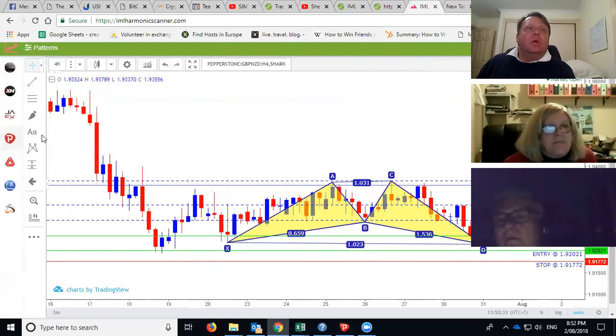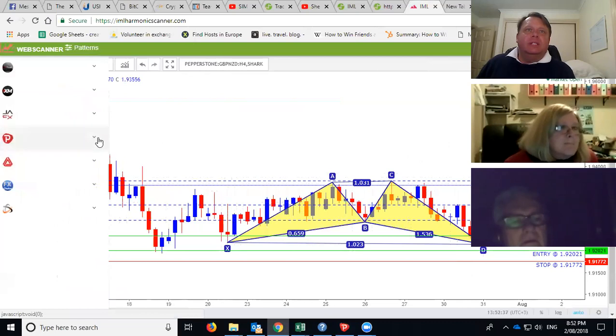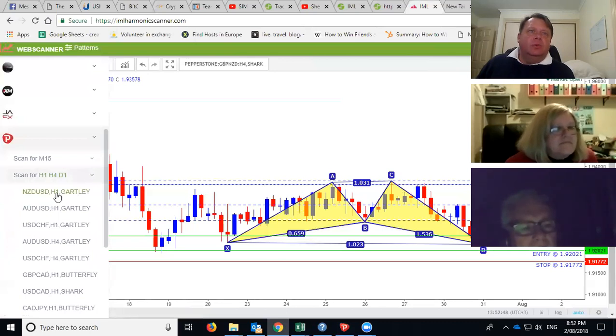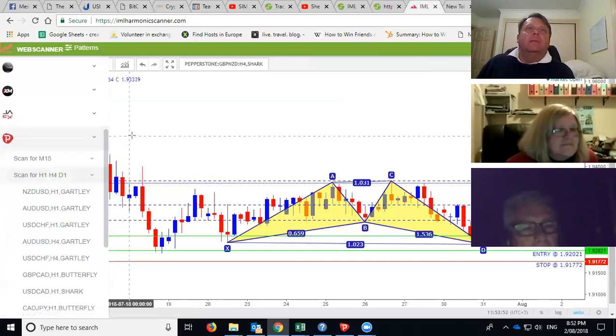Yep. So there's a couple of places you can see that. The first one is when you're actually scanning, you can scan either for 15-minute trades, or you can scan for, and they're grouped together, hourly trades, 4-hour trades, or daily trades. And then when you do the drop-down menu, it tells you H1 means 1 hour, H4 means 4 hour.